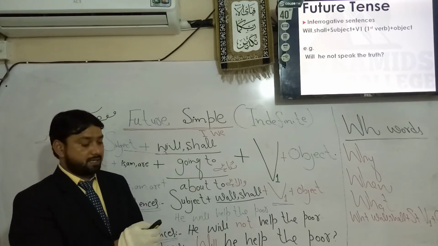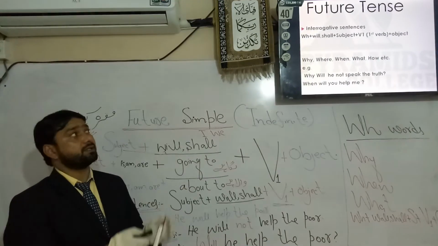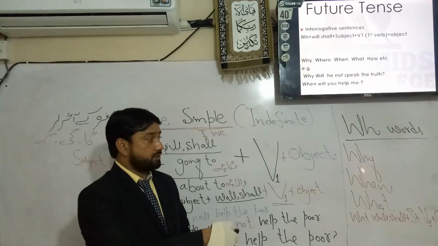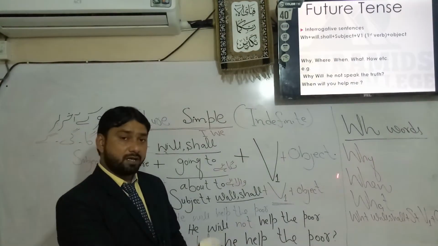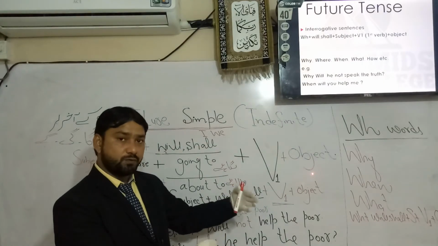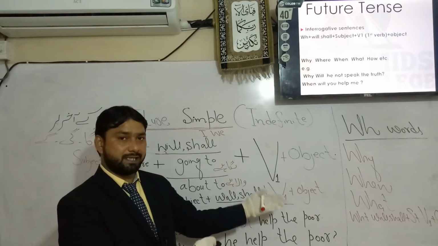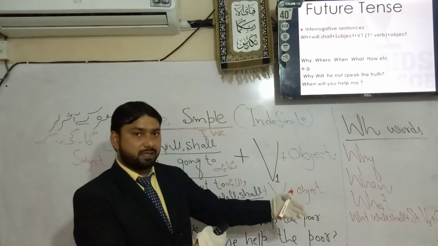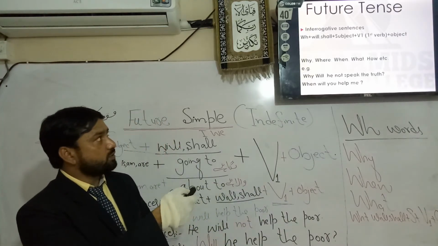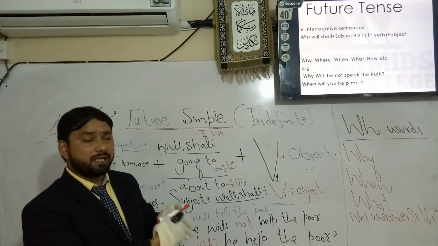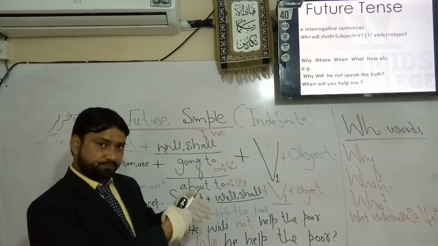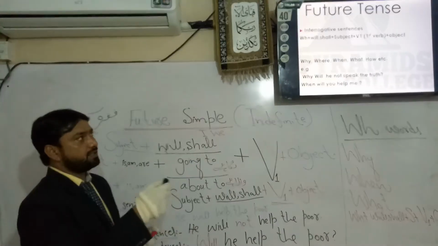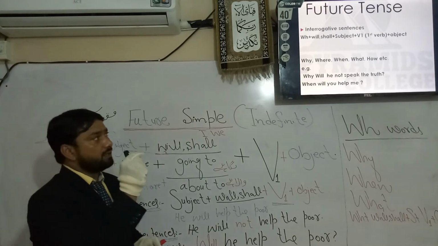Right? And the last but not the least, if you want to make it double interrogative, using WH words, why, where, when, what, how, whom, words like that, that show the thing that is going to be asked. Then you are going to use WH words, why, where, when, what, will, shall, subject, V1, and then the object, and in the end, the sign of interrogation.